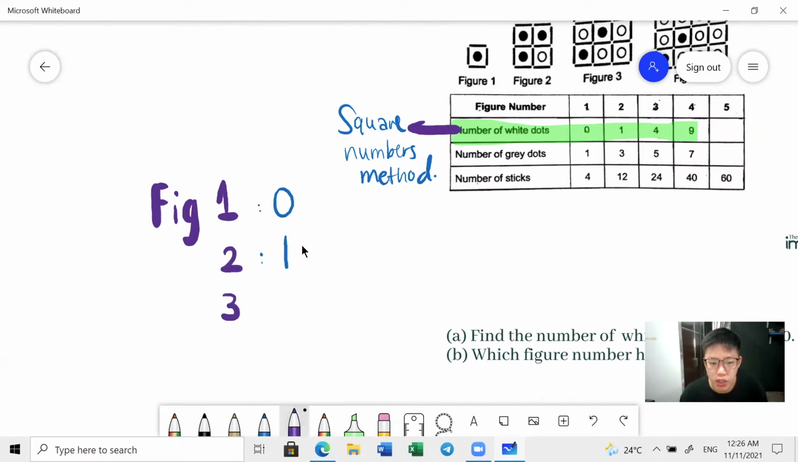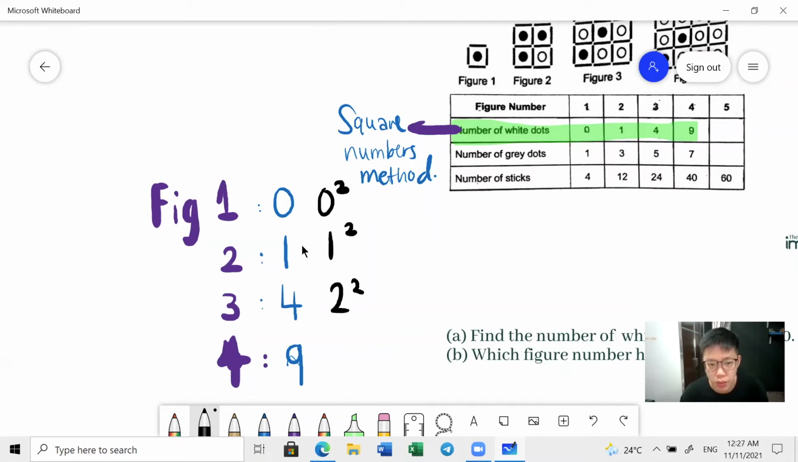In figure number 3, we have 4 white dots. In figure number 4, we have 9 white dots. Now from here itself, these are all square numbers. So what you want to do is write down 0 to the power of 2, 1 to the power of 2, 2 to the power of 2, 3 to the power of 2. You can put an equal sign over here to show that they are all related.